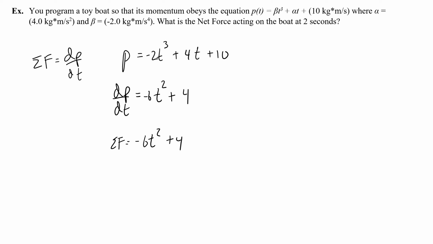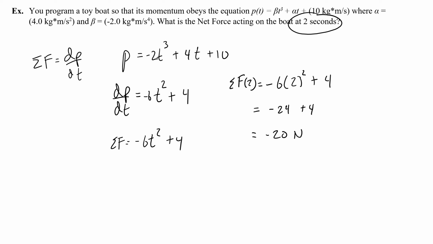And to find the force at 2 seconds, all I need to do is plug in 2 seconds. So negative 6 times 2 squared plus 4. And I would probably write this like F of 2 is going to give me 2 times 2 is 4. So times negative 6 is negative 24, plus 4. So negative 20 newtons is the net force at 2 seconds. Okay, great. Let's do another example.